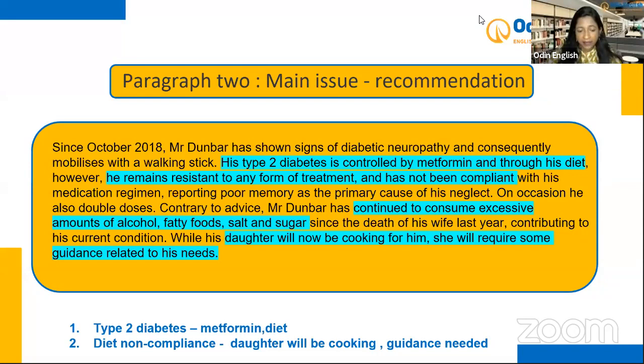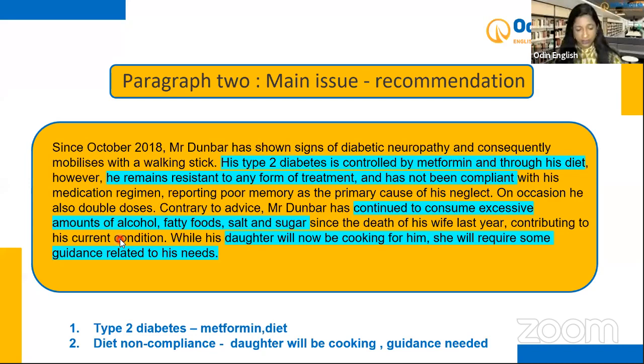Dunbar has shown signs of diabetic neuropathy and consequently mobilizes with a walking stick. His type 2 diabetes is controlled by metformin and through his diet, and he remains resistant to any form of treatment and has not been compliant with his medication regimen, reporting poor memory as the primary cause of his neglect. On occasion, he also double doses.